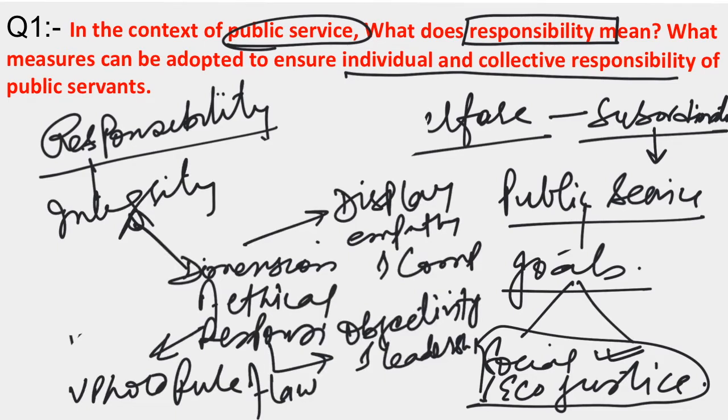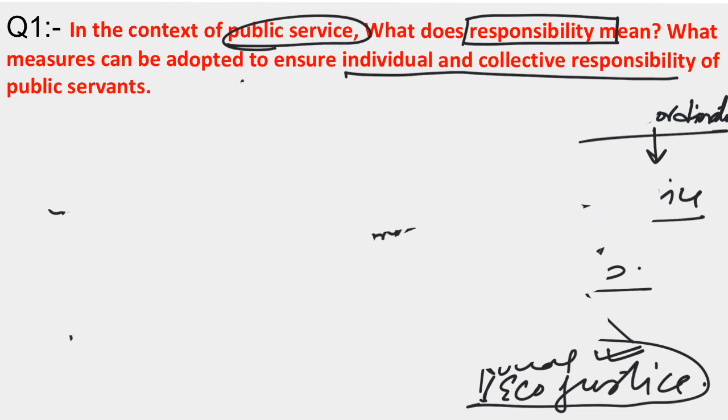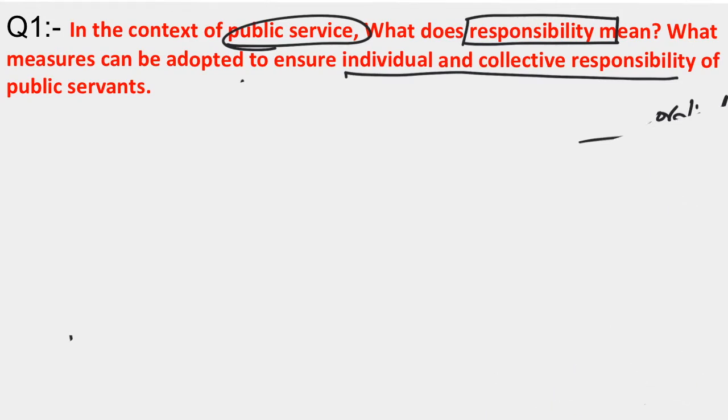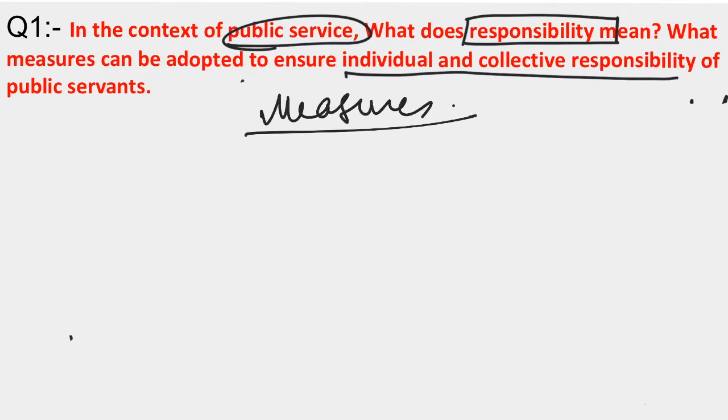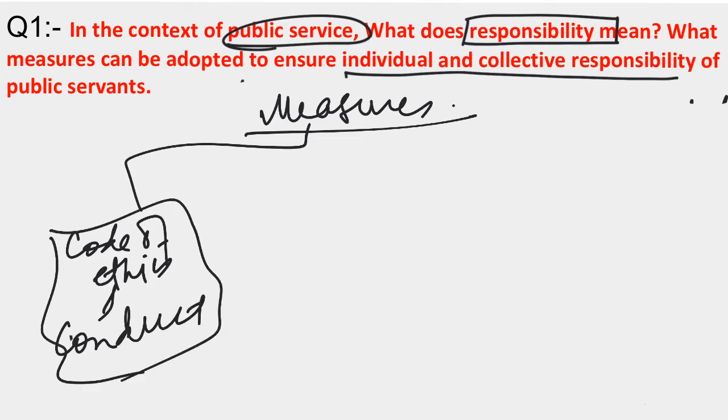So after discussing all this, you have basically attempted the first part of the question. Now the second part of the question is how you are going to achieve this, or what measures can be adopted to ensure individual and collective responsibility. Under the head of measures, the very first thing is that there should be a code of ethics and code of conduct. Basically, this will give the bureaucrat or any public servant a direction in which he needs to work in order to achieve individual and collective responsibility.